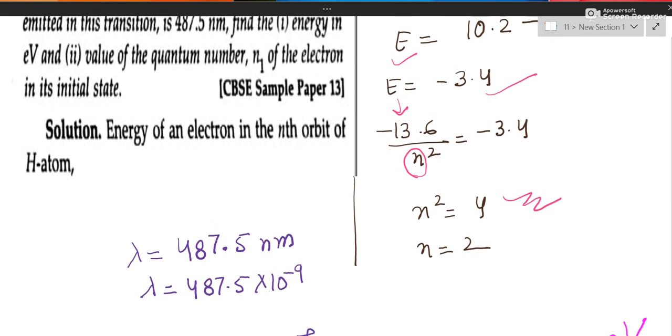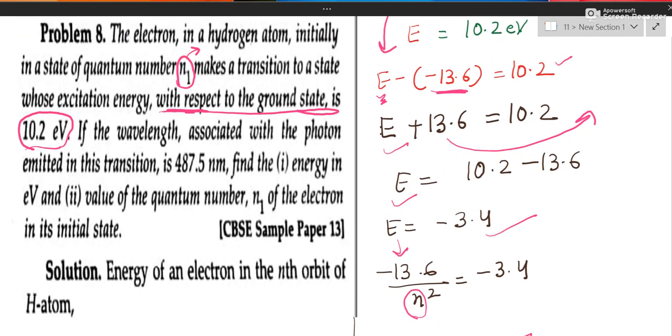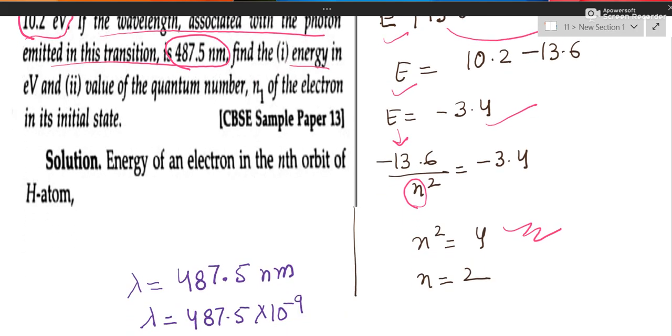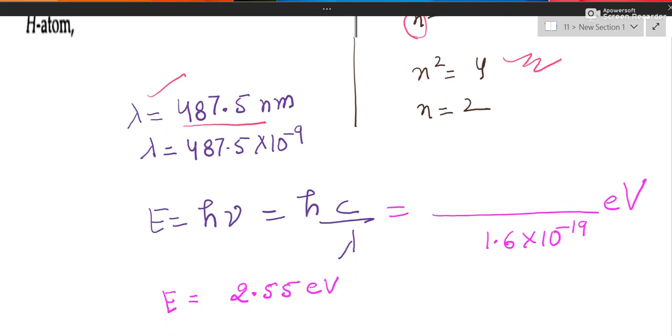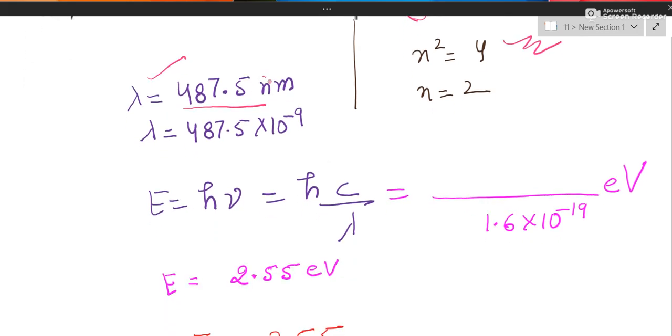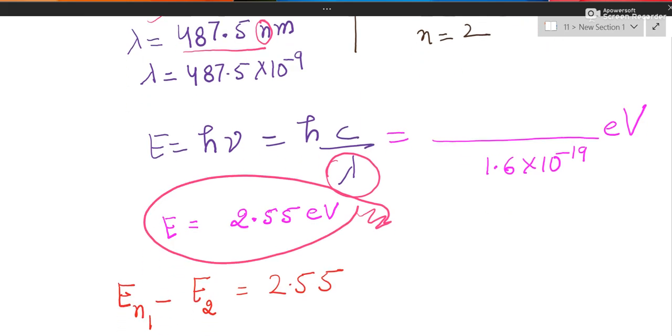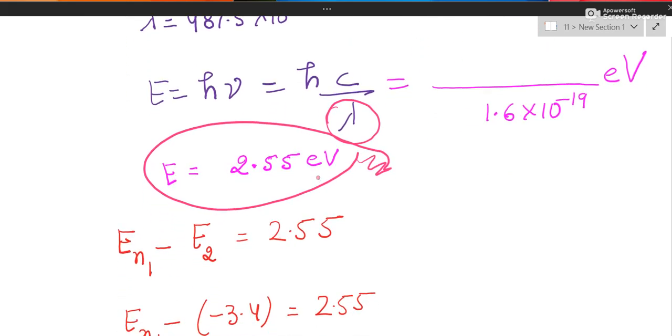So now what have they asked? Let us see. If the wavelength associated with the photon emitted in this transition is this, find out the energy in electron volt. So the wavelength of the light is given, so you can find out the corresponding energy. First we'll convert nano. Substitute lambda, and this energy is ready. It is calculated as 2.55 electron volt.